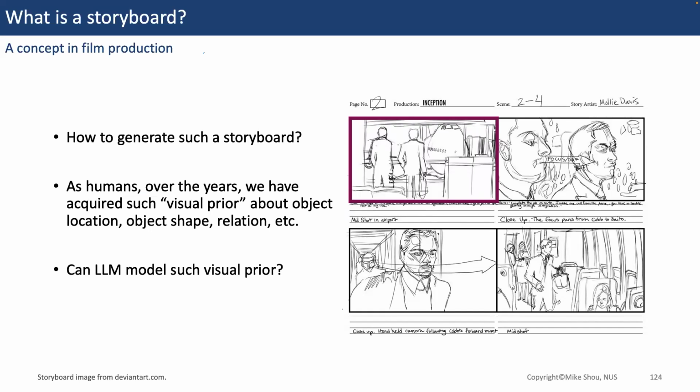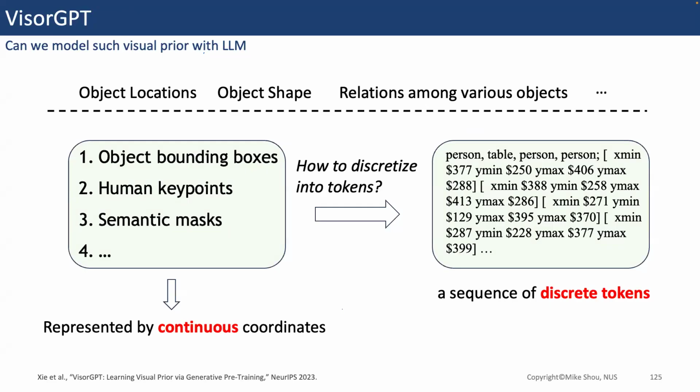How can AI models learn such kind of visual priors? Nowadays language models are quite popular and powerful, so they can understand the common sense of the world. So can LLMs learn and model this visual prior information? More specifically, we would like to explore how these models can be trained to generate a visual storyboard from the text description. Actually, we tackle this problem in a newest paper called Visual GPT.